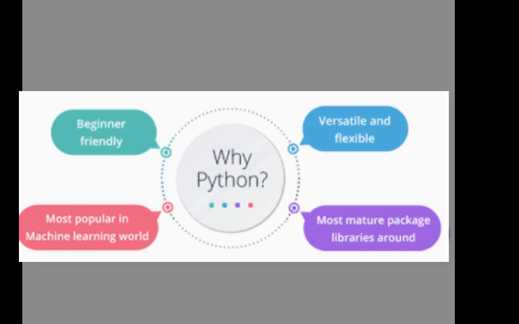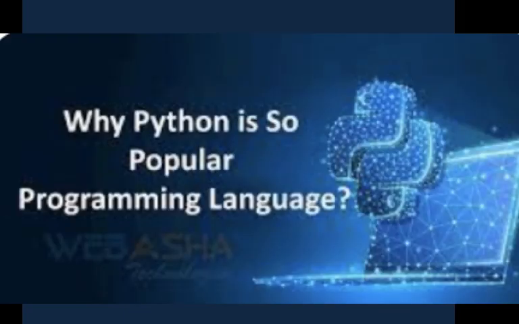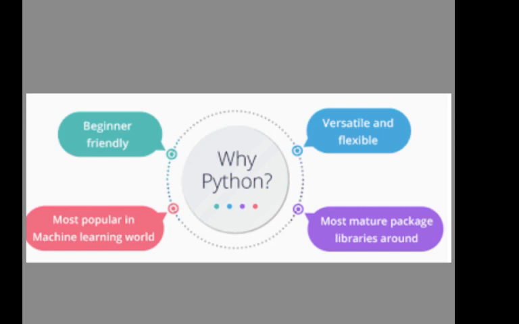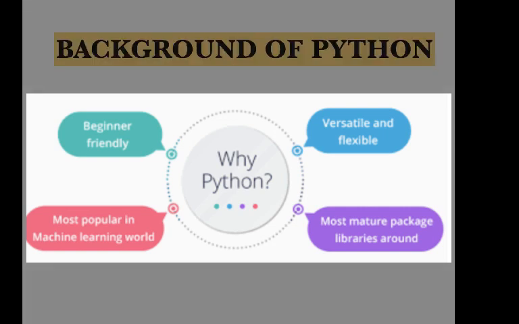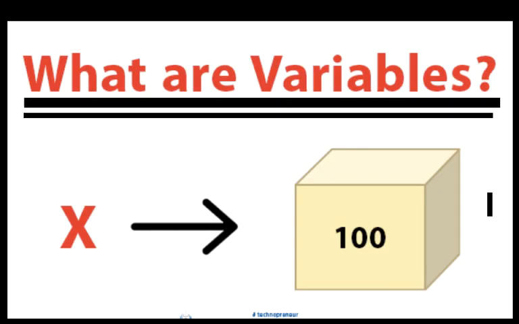And another thing I forgot to tell you guys about is that at the end of a lesson, we always have 1, 2, or 3 questions, and then we answer those questions in our next video. So, question number 1 is, why is Python so popular? Why is it the most popular? Like we said here, it's the most popular in the machine learning world. We also said that in our brief background of Python. Next, what are Python variables? I want you guys to tell me what this X means, what this arrow means, and what the 100 block is doing there. What do those symbols mean?